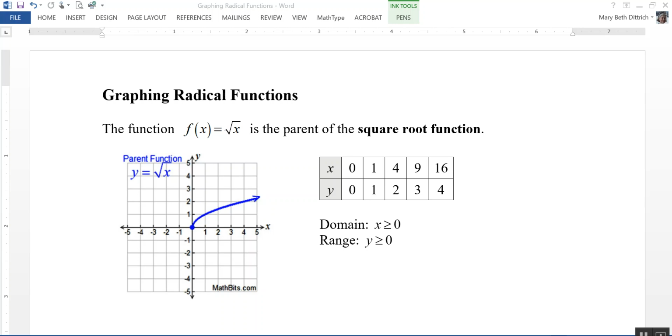You'll also notice that x cannot be a negative number because in the realm of real numbers I cannot take the square root of a negative number. So my domain is restricted to x is greater than or equal to 0. That's also going to restrict my range to values of y that are greater than or equal to 0.